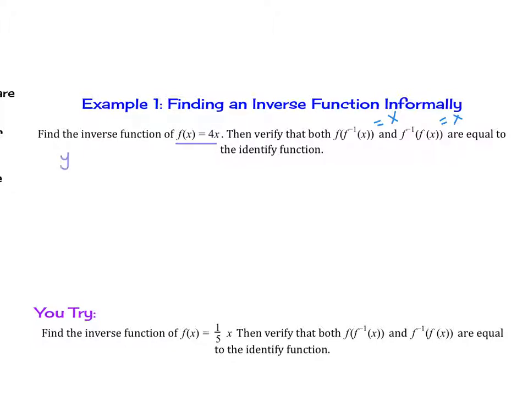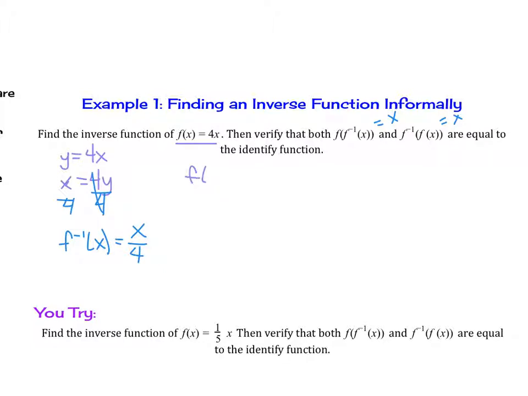So first, you change f of x to y. Then, the next step is you switch the roles of x and y. Then you solve for y. So we're going to divide by 4. So we know that f inverse of x is going to be x over 4. So we need to verify that both f of f inverse of x and f inverse of f of x are equal to the identity function. So let's plug it in.